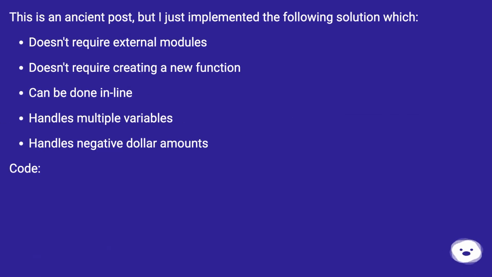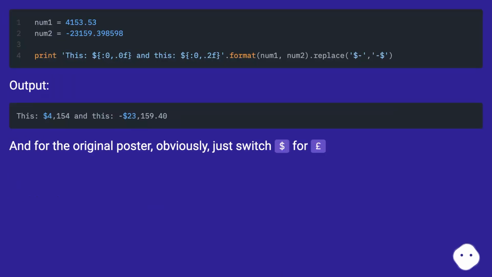This is an ancient post, but I just implemented the following solution which doesn't require external modules, doesn't require creating a new function, can be done inline, handles multiple variables, handles negative dollar amounts. Code. Output. And for the original poster, obviously, just switch $ for pound.